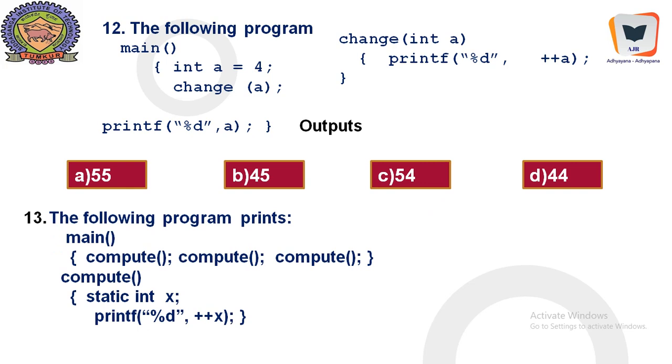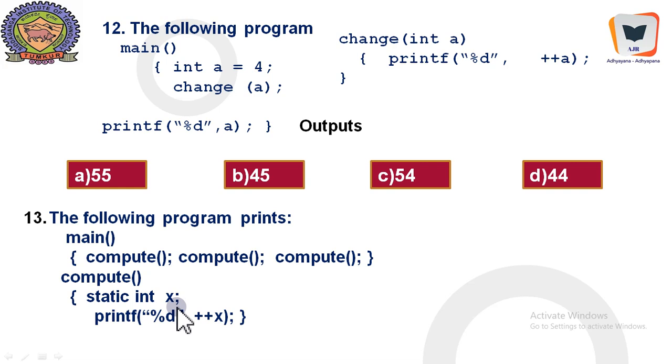The following program prints main, compute. This is the function called 3 times, one after the other in a sequential fashion, and it is defined with compute static int x. So static int x is not assigned any value. Therefore any static variable will maintain the changed values for the next call.